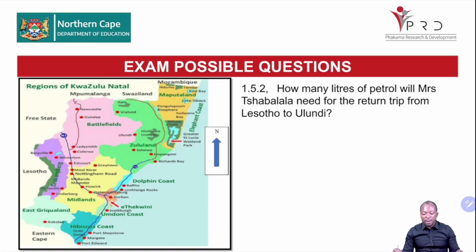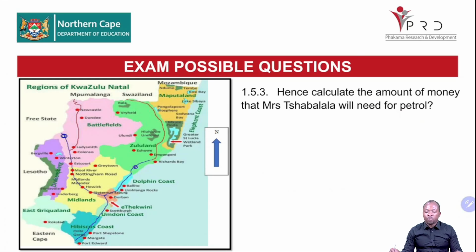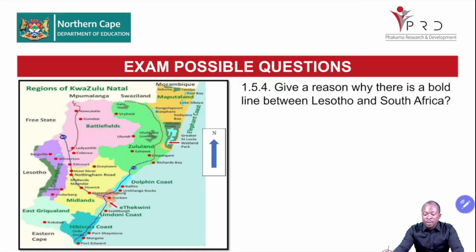Let's go to 1.5.2. Another question could be, how many liters of petrol will Mrs. Chabalala need for the return? Return means get to that place and back. So if, let's say you're using 300 rand, return means plus another 300 rand. 1.5.3 says, hence, calculate the amount of money the Chabalalas will need for the petrol.